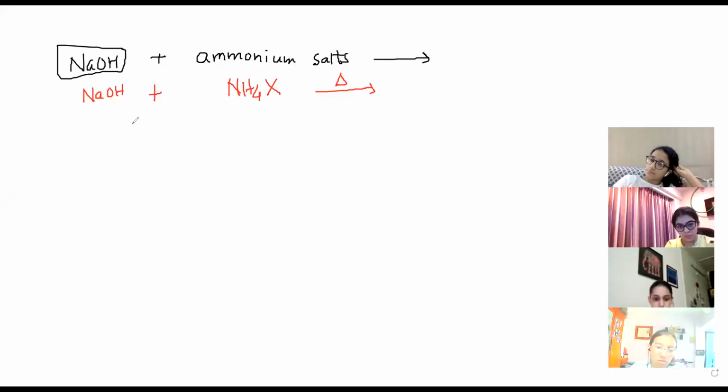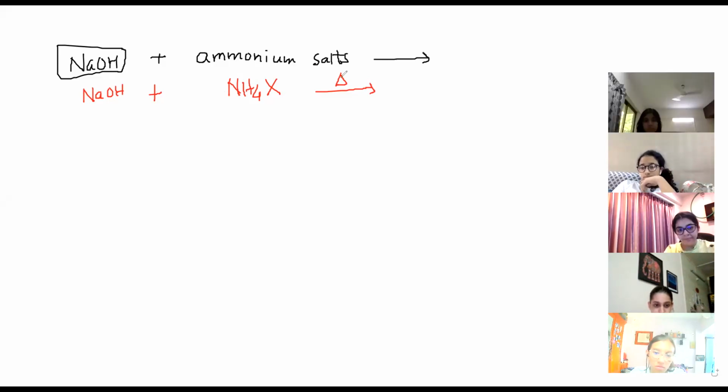You also need to heat this compound. Sodium hydroxide, when it reacts with an ammonium compound, an ammonium salt, and you heat it, the sodium from the sodium hydroxide and the anion will combine to form the salt, and that will be NaX. So we're not concerned about this product. We're not interested in this product.